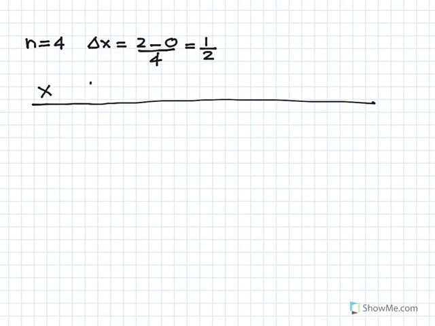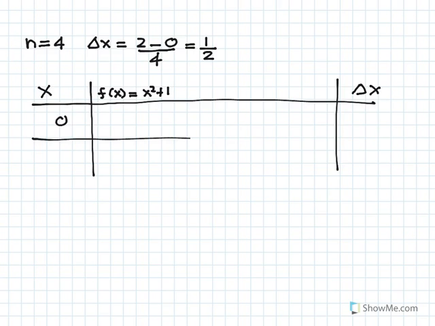All right, we know that n is equal to 4. Delta x is equal to 2 minus 0 divided by 4. That's equal to 1/2. That's the width of every rectangle. So let's make a table of values. x, f of x is equal to x squared plus 1, and the width, delta x.